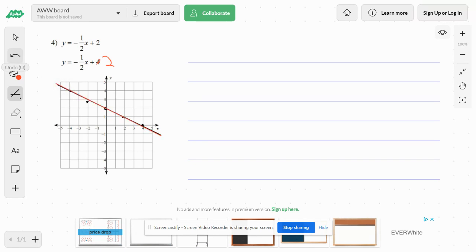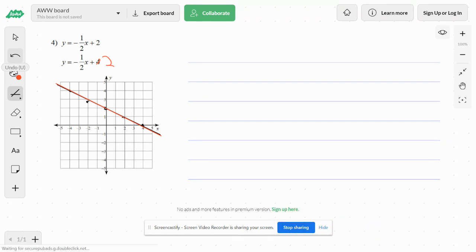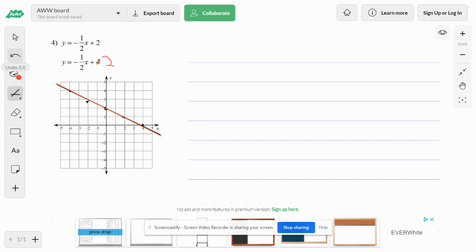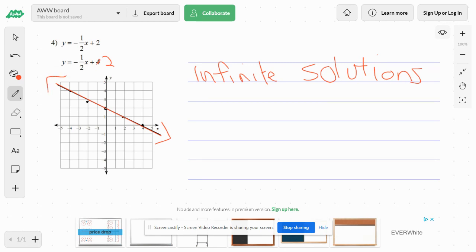So if your graphs are directly on top of each other, that means they're intersecting everywhere. If that's the case, then it's actually infinite solutions. Because these lines go on forever in both directions. So any point that lays on these lines is a solution to both equations.